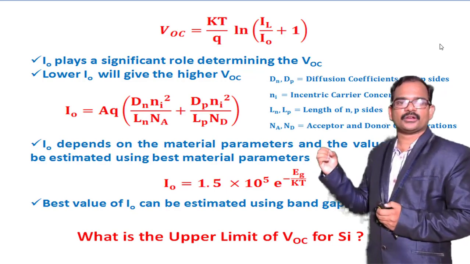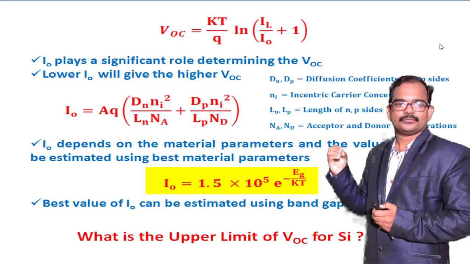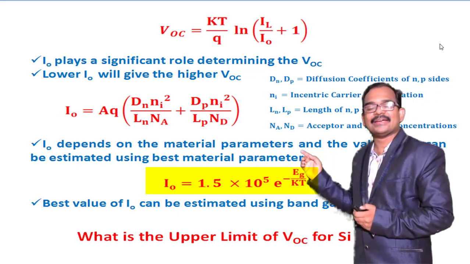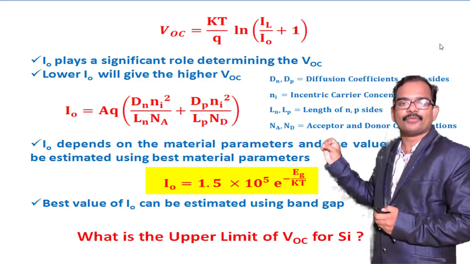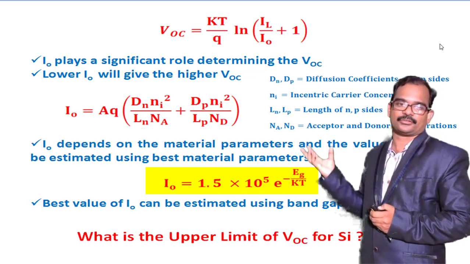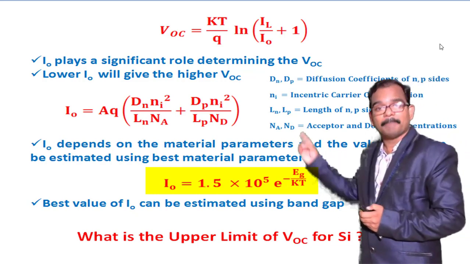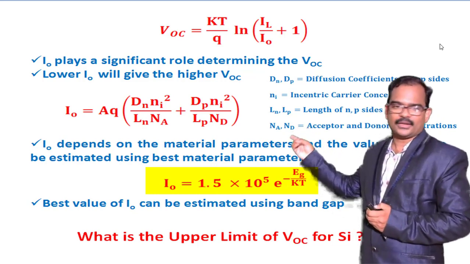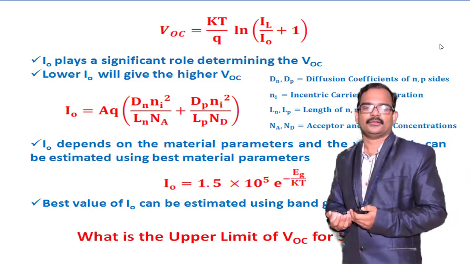So if I substitute the standard values into that equation, I can get I naught as 1.5 into 10 to the power of 5 e power minus Eg by kT. That is, I naught depends on the material parameters, and the value of I naught can be best estimated using the material parameters. So the best value of I naught can be estimated using what? Band gap. Therefore, I naught is proportional to what? Band gap. Right. So what is the upper limit of open circuit voltage for a solar cell made of silicon?